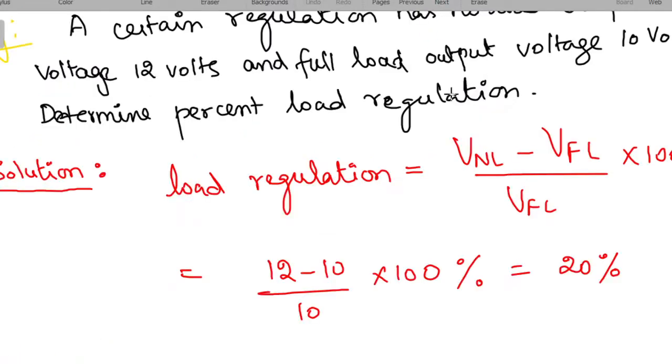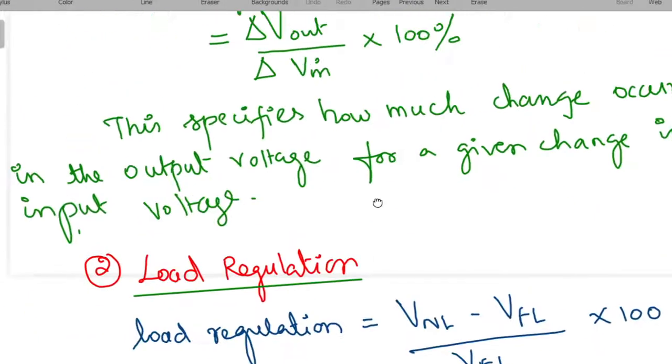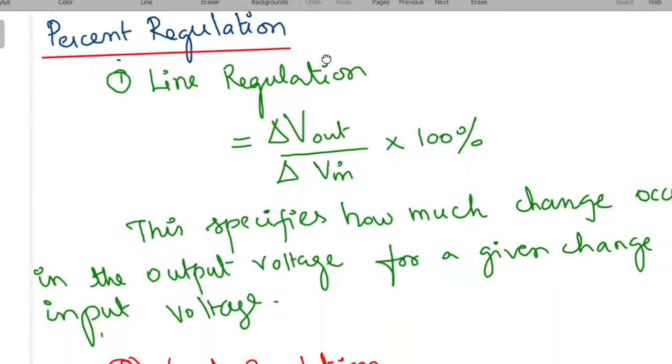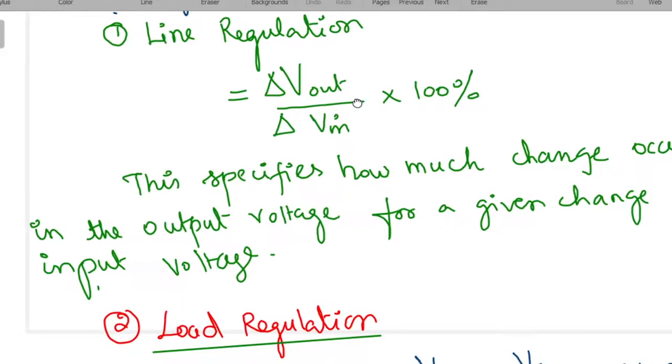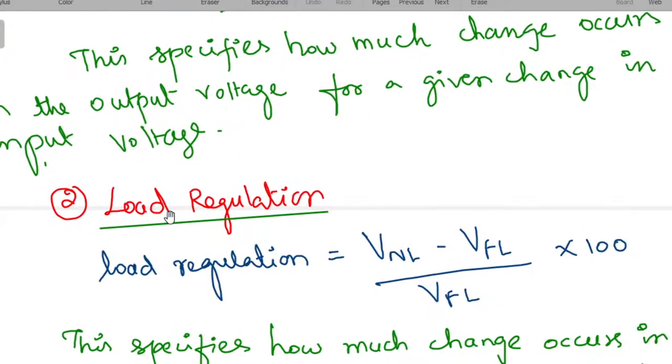Now we pass on to the next. In the next part we have percent regulation. What is the meaning of it? We know two types of regulations are there. One is line regulation, another one is load regulation.